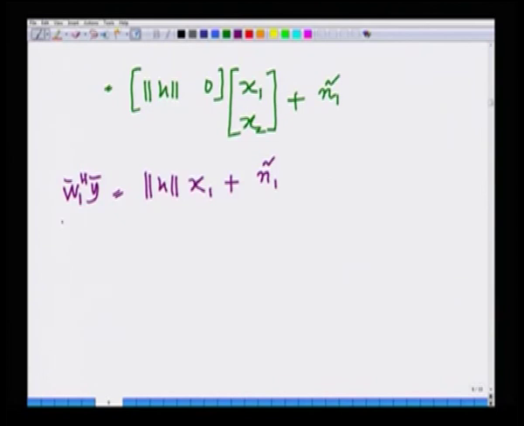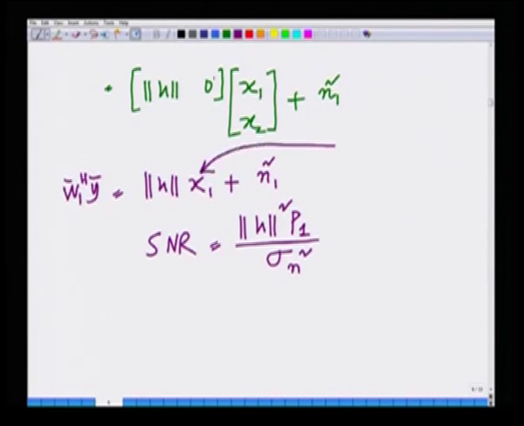This is after beamforming by W1 bar, that is, using the beamformer W1 bar. I am multiplying by W1 bar Hermitian, and you can see that the SNR at the receiver is nothing but norm H square P1 divided by sigma n square. Because this is free from x2, I can use this to decode x1. The SNR is norm H square P1 by sigma n square.